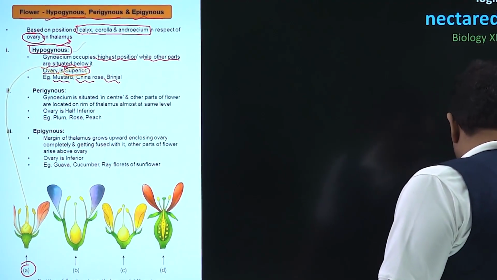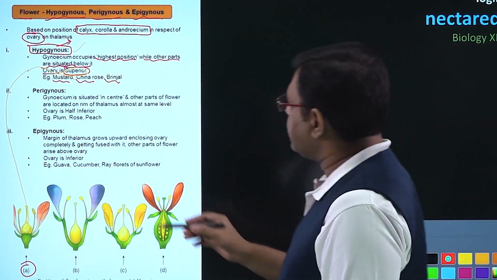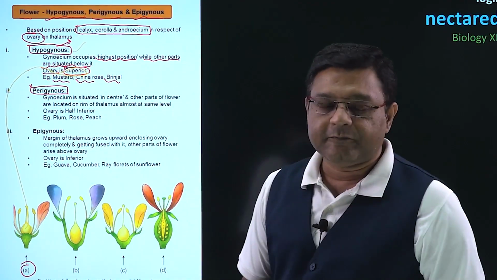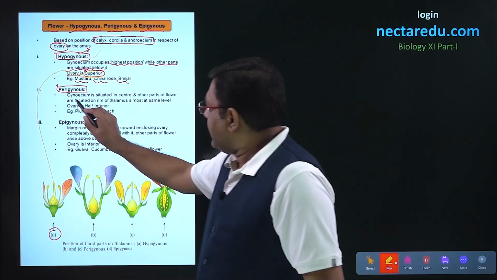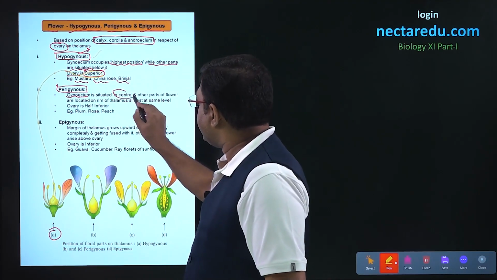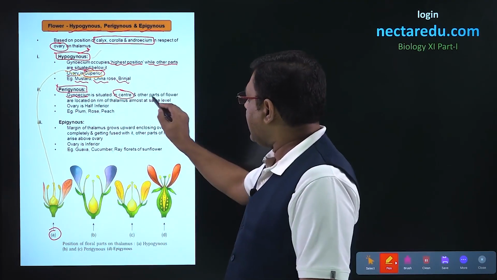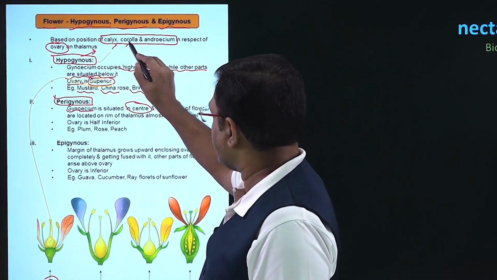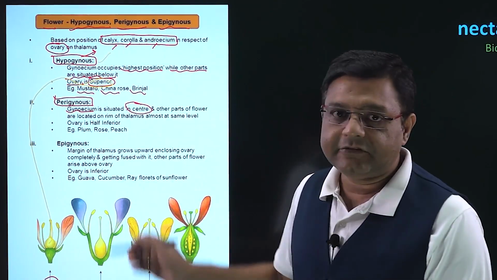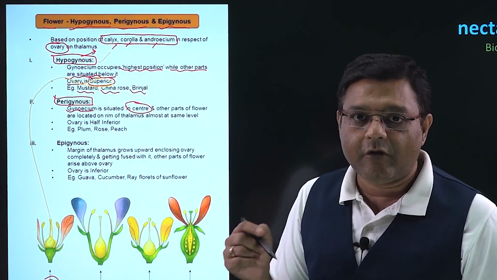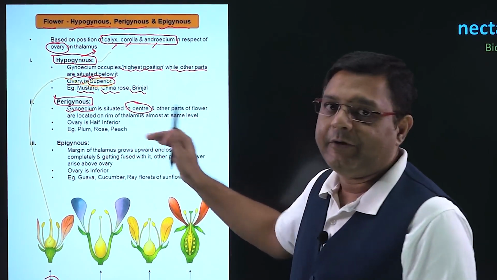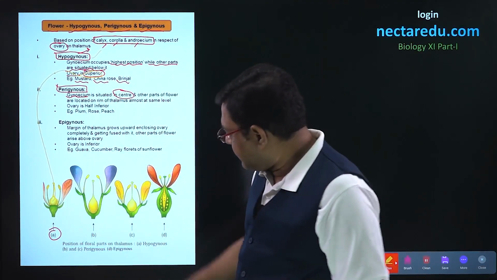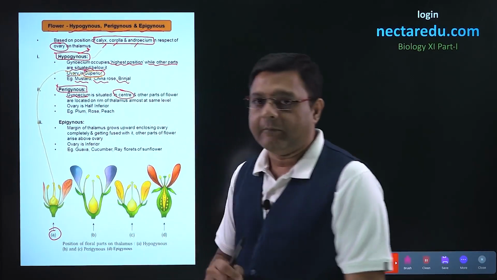After this, we move to the second condition, that is called perigynous. Now, in the case of perigynous ovary, gynecium will be situated in the center and the other parts of the flower. Other parts means we are referring to calyx, corolla and androecium. These are located on the rim of the ovary and the level will be almost the same. We can understand this particular case from these two examples.